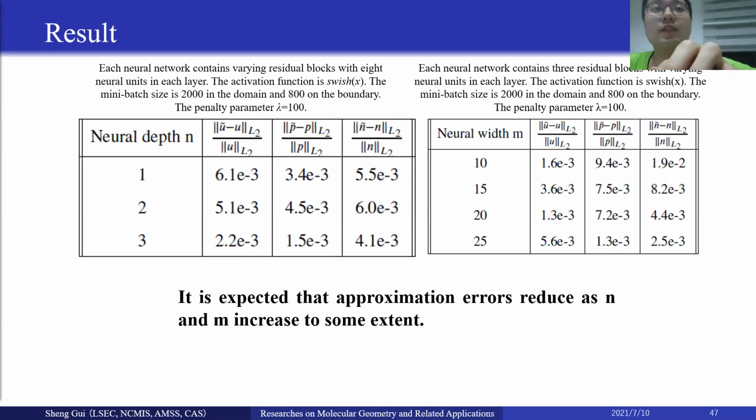Also consider the Dirichlet boundary condition in two dimensions. The table records the relative L2 errors in terms of the neural network depth n and the neural width m, respectively. It is expected that the approximation errors reduce as n and m increase to some extent.